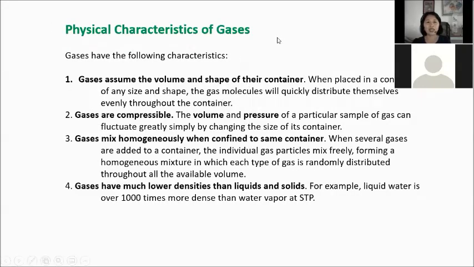Okay. So let us review or recall lang natin yung mga physical characteristics of gases. Kasi I believe alam na ninyo ito during your lower sciences. Kasi ang senior high school, K-12 curriculum, no? Spiral. So, dahan-dahan itong ini-introduce sa inyo sa lower level. So, ito yung characteristics ng gases.